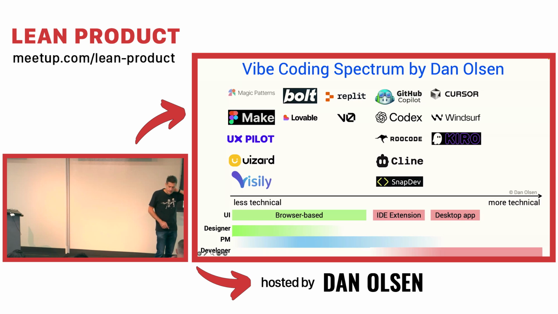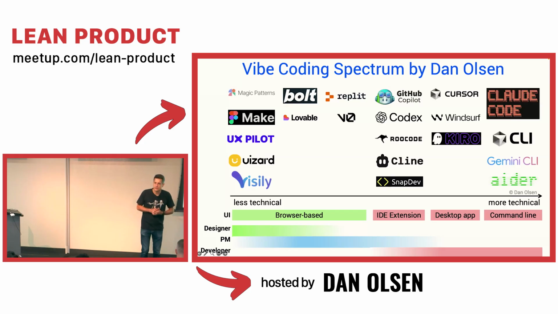Kiro is from Amazon. It's based on the open source version of Visual Studio Code. They had it publicly available, and then they yanked it. They're probably going to bring it back soon. And then finally, the hardcore tools are the command line tools.